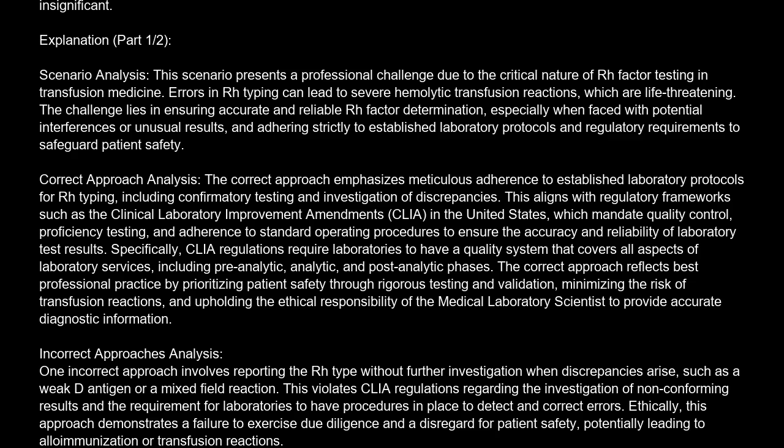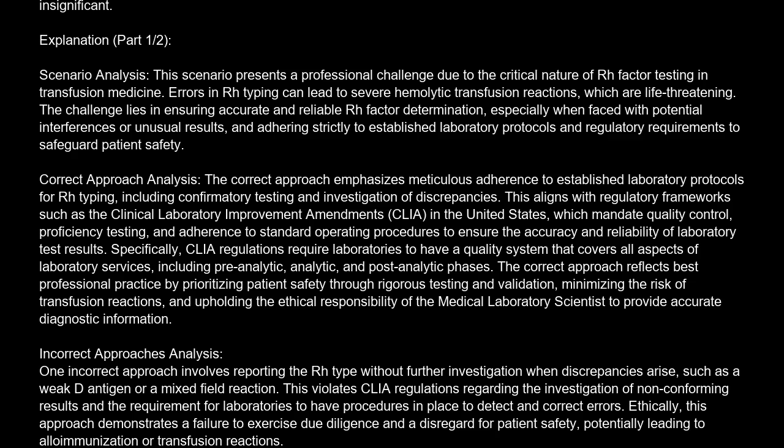Incorrect approaches analysis. One incorrect approach involves reporting the RH type without further investigation when discrepancies arise, such as a weak D antigen or a mixed field reaction. This violates CLIA regulations regarding the investigation of non-conforming results and the requirement for laboratories to have procedures in place to detect and correct errors. Ethically, this approach demonstrates a failure to exercise due diligence and a disregard for patient safety, potentially leading to alloimmunization or transfusion reactions.